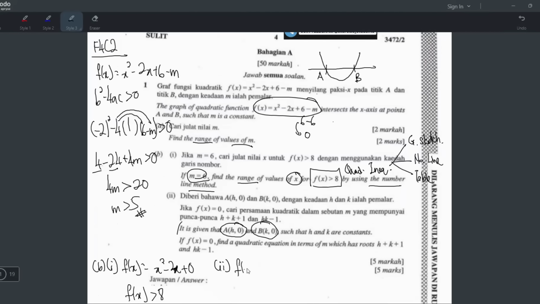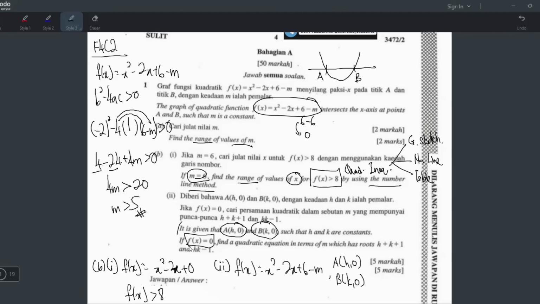So let's write down our f(x) equals x squared minus 2x plus 6 minus m. But this time they intersect the x-axis at point A and point B. They never give the coordinates, they use alphabets, but it's okay. Just write it down. These two are definitely the roots, such that h and k are constants.